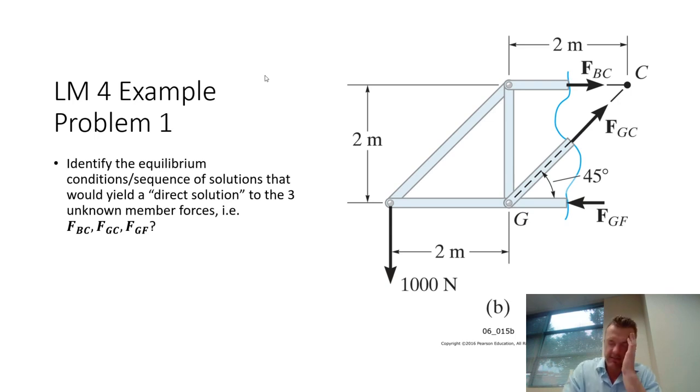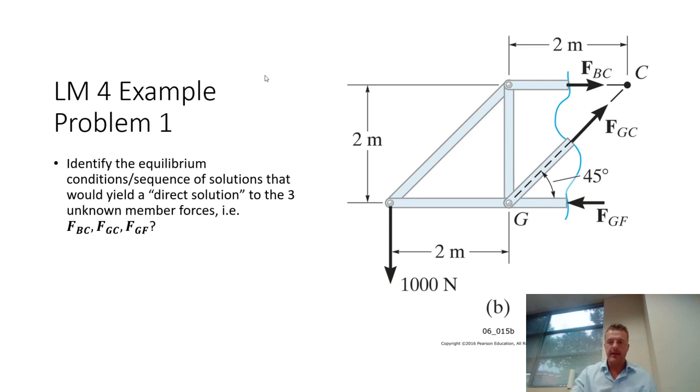So here is that subsection of the truss that we looked at earlier. And what the book is asking you is basically, which 3 equilibrium equations should you enforce? And in which order should you enforce them, such that each resulting equation only has one unknown, and you don't have to solve it as a system.